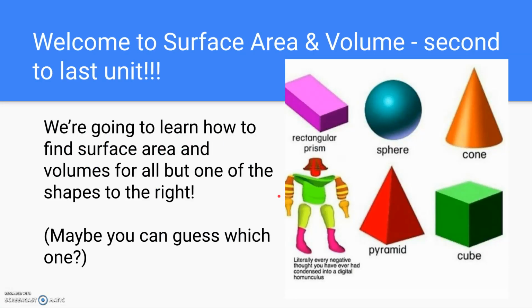Just a quick summary of this whole unit. We're going to be doing how to find the surface area and volumes for all but one of the shapes over on the right. I'm sure you can probably guess which of those shapes we're not going to be able to calculate the surface area and volume for. But we are going to cover prisms, cylinders, which actually aren't pictured here, cones and pyramids, cubes, which are actually just a special type of prism, and finally spheres, which look like they might be kind of complicated but are actually really simple.